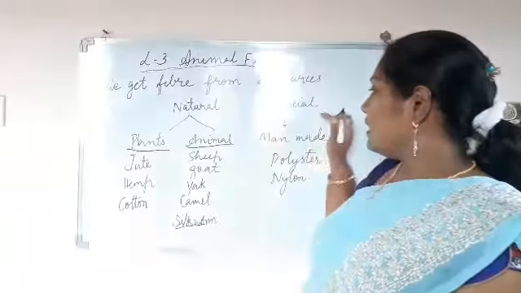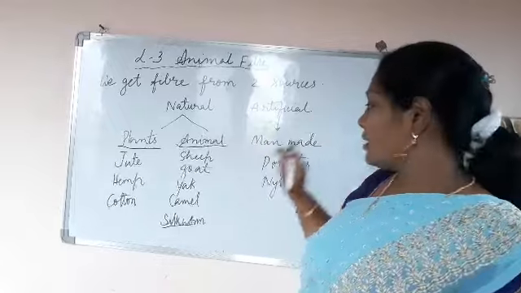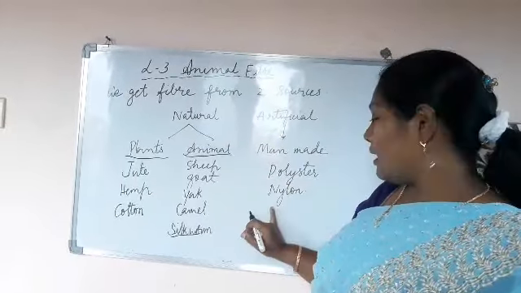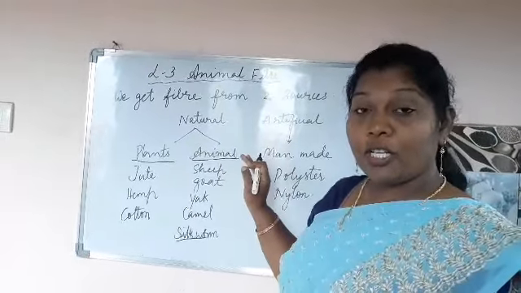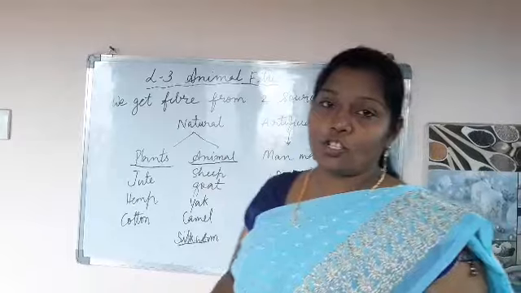And the artificial kind of fiber which we use, we prepare polyester and nylon. These 2 are the examples of artificial fiber and the earlier ones are examples of natural fiber. So children, in this lesson, let us discuss briefly about animal fiber.